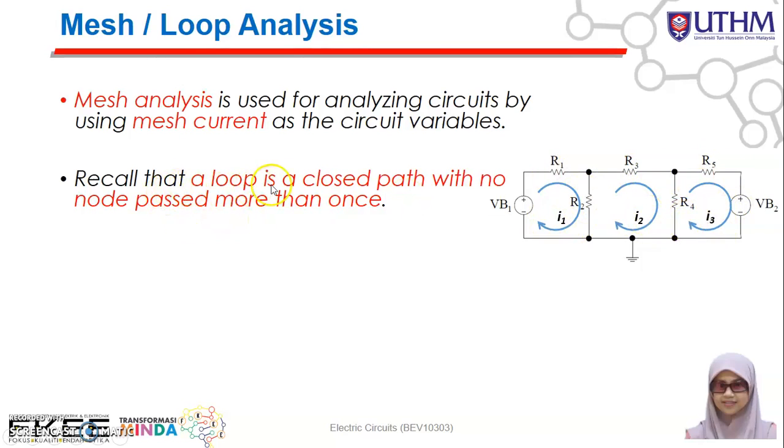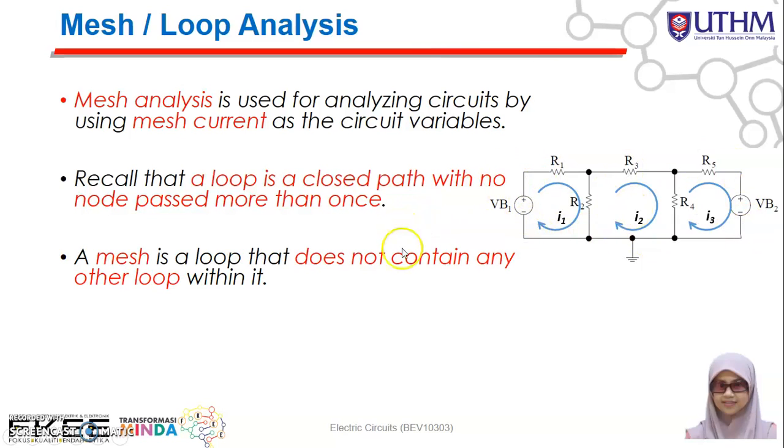Recall that a loop is a closed path with no node passed more than once. So here we call this one loop, because the node is only passed once. Here also can be represented by a loop, and here also can be represented by a loop, because the node is not passed more than once.